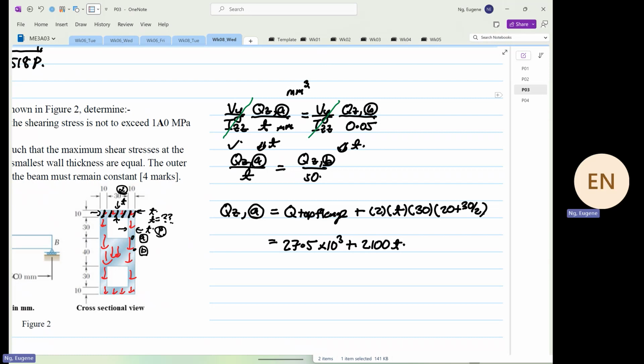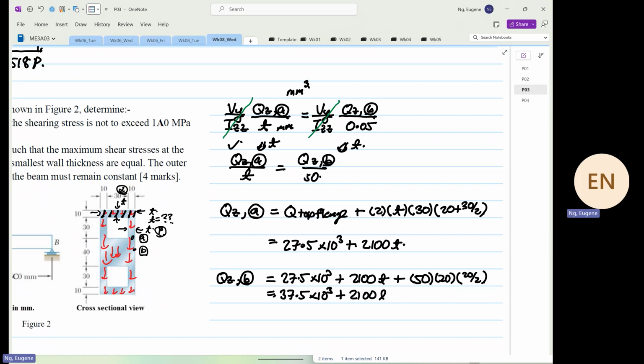So from here, we are going to consider Qz at point B. And Qz at point B is equal to 27.5 times 10 to the power 3 plus by 2100 T plus by the width that is 50, the depth that's 20, and the Y bar is equal to 20 divided by 2. Okay. So this is equal to 50 times 20 times 20 divided by 2 plus by 27.5 power 3. So it's equal to 37.5 times 10 to the power 3 plus by 2100 T.